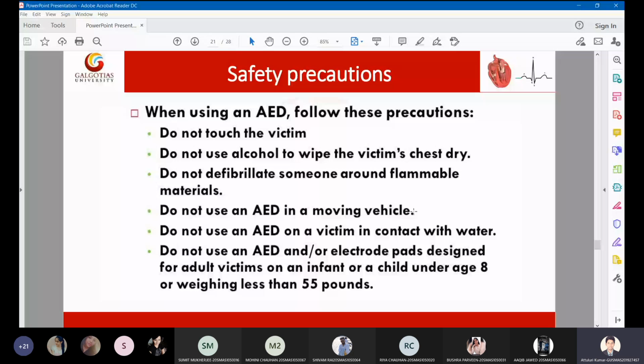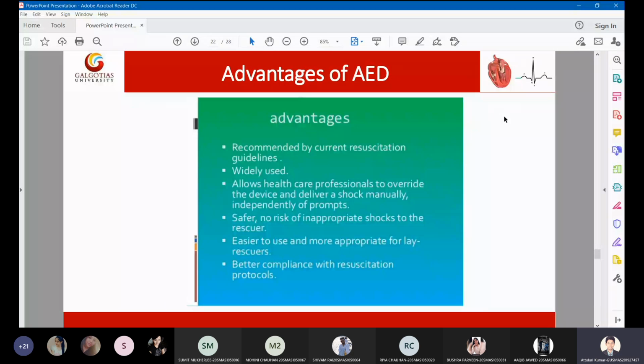Okay, so these are the few precautions that we need to take before performing the AED on the patient. That's it. Advantages: we can bring back 70% chance of survival by giving AED. So the chance of survival after a heart attack is high by using these AEDs.